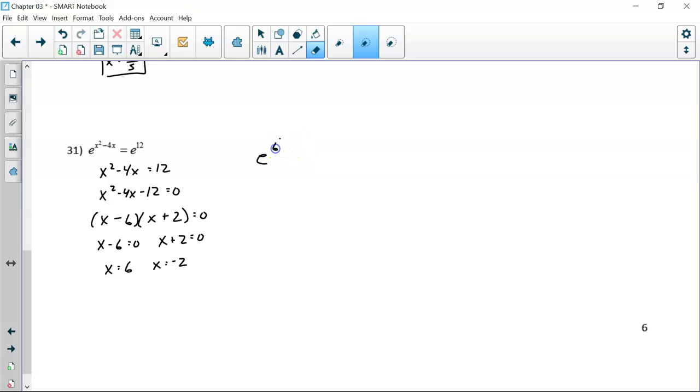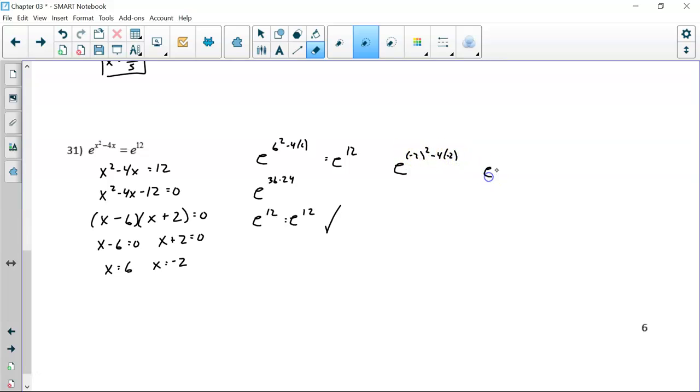E, and that's going to be 6 squared minus 4 times 6 equals e to the 12th. So it's going to be 36 minus 24. So it's going to be e to the 12th equals e to the 12th. That one worked. And then e, negative 2 squared minus 4 times negative 2. We want to make sure it equals e to the 12th. So e, negative 2 squared is 4. Negative 4 times negative 2 is plus 8. So you get e to the 12th equals e to the 12th. We got a good solution for both.